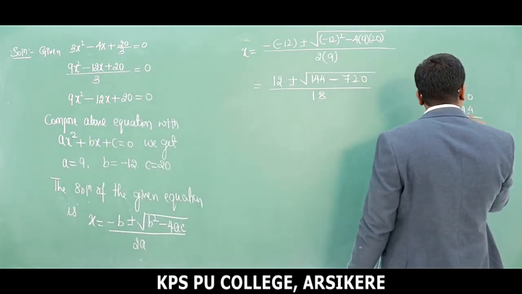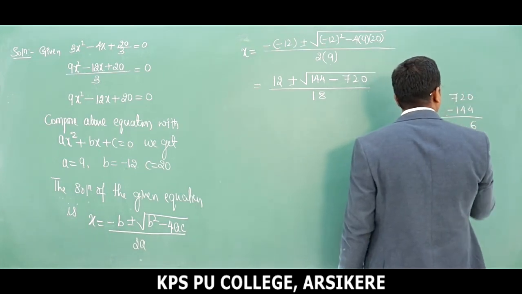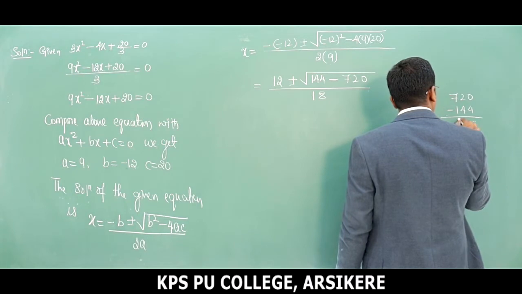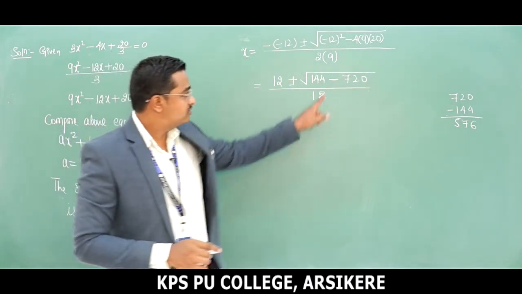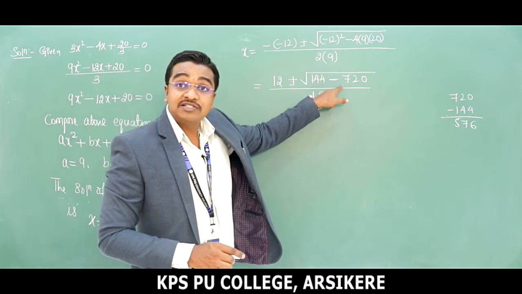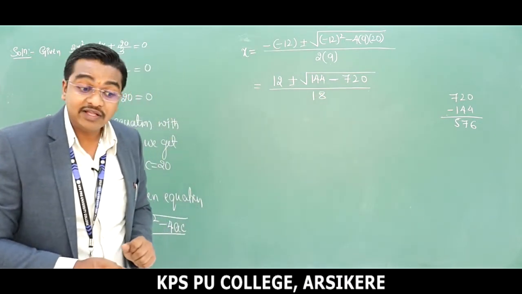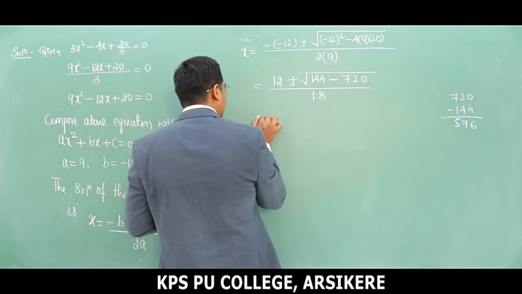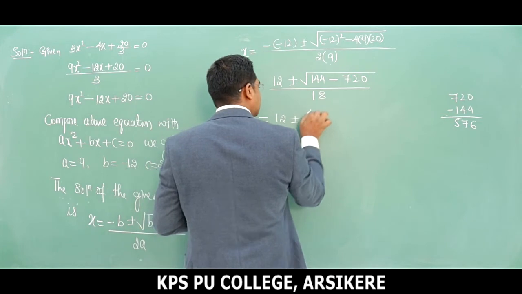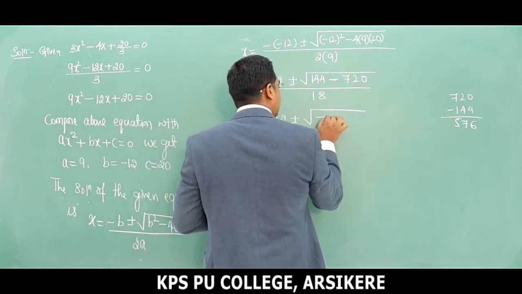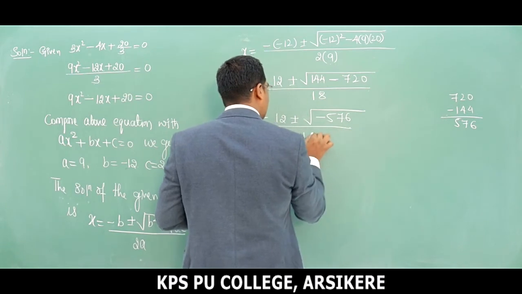So this becomes 6, and here we are left with 11, 11 will be 4, that is 7, and here we have 5. So 576. Here the largest number is 720, corresponding sign is negative, so that reduces as minus 576. 12 plus or minus square root of minus 576 whole divided by 18.